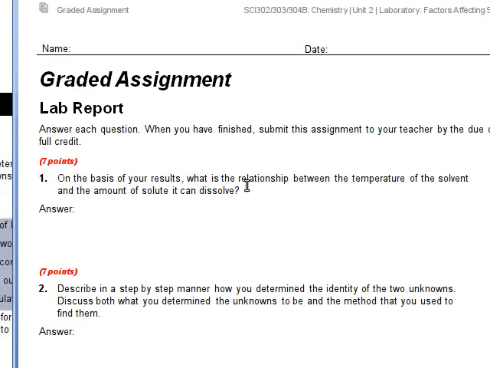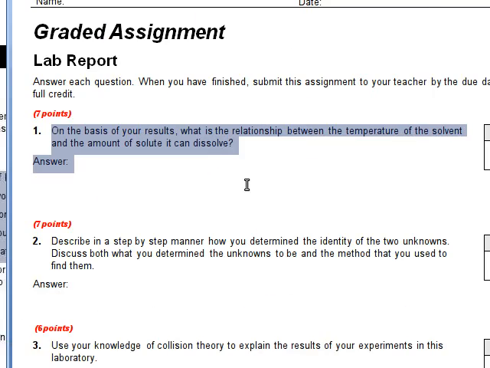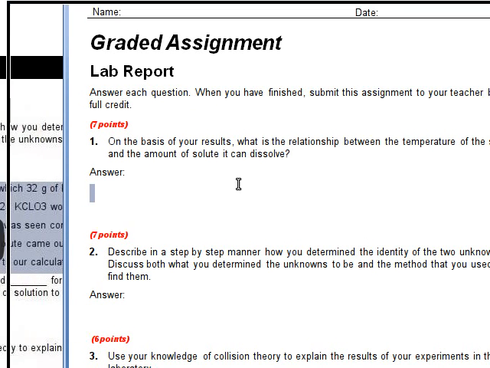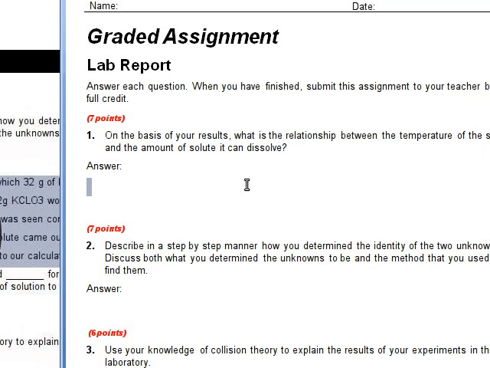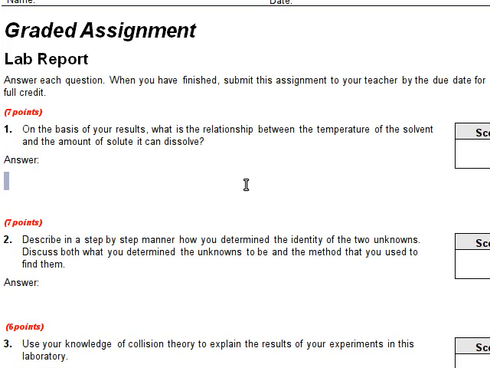I reworded this question because the way they had it was based on how we used to do the lab, where we would measure how long it took to dissolve something, and we don't do that anymore. Okay, so first question is, on the basis of your results, what is the relationship between the temperature of the solvent and the amount of solvent it can dissolve?